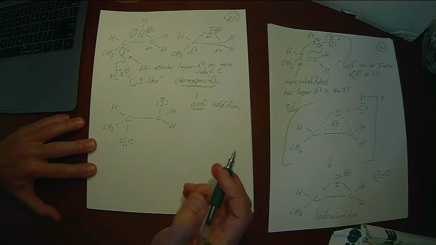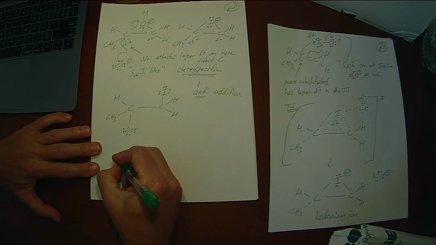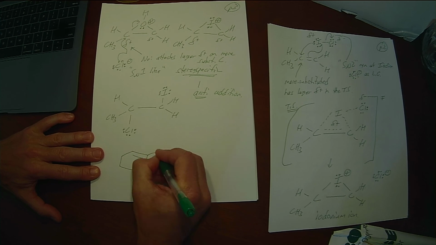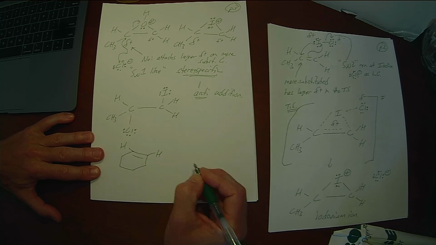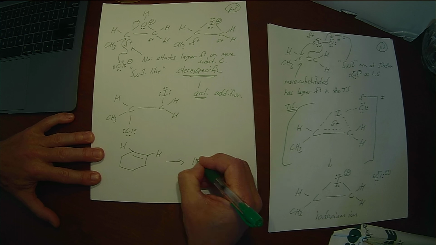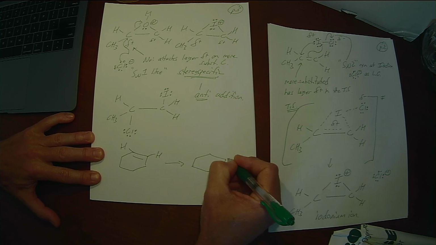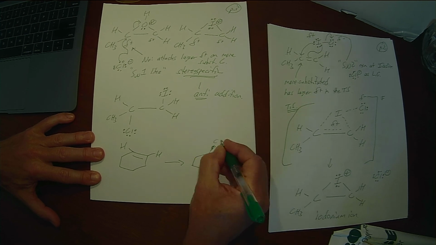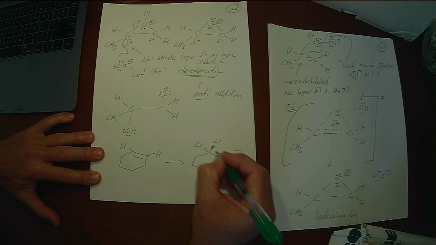Here you can't tell it's an anti-addition because we've got an acyclic molecule, but if you had a cyclic molecule so that you were tied together, you would find that the anti-addition would give you the trans product. So the chlorine and the iodine have to be on opposite sides of the ring.